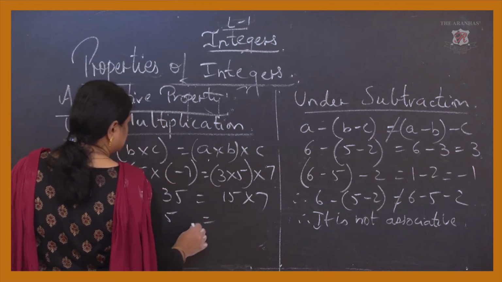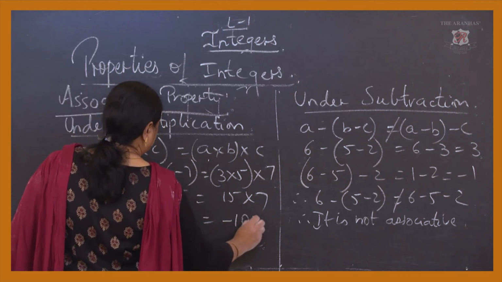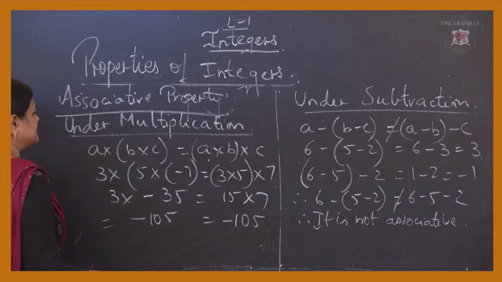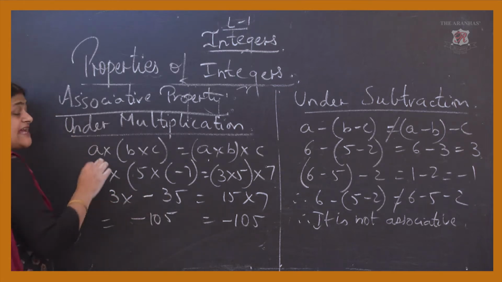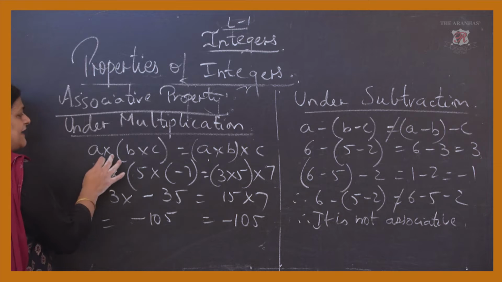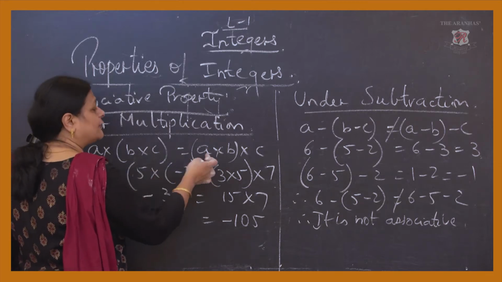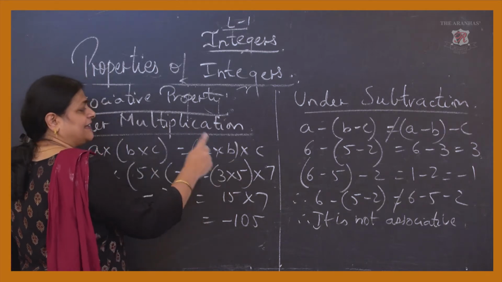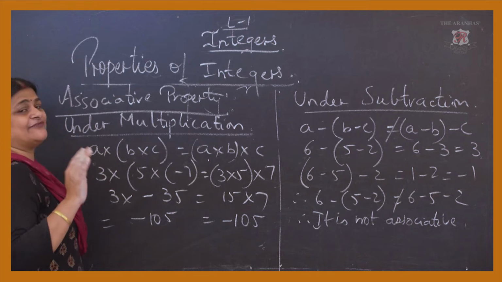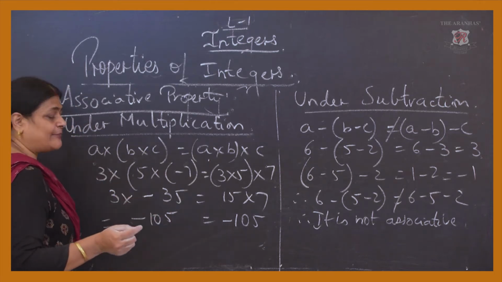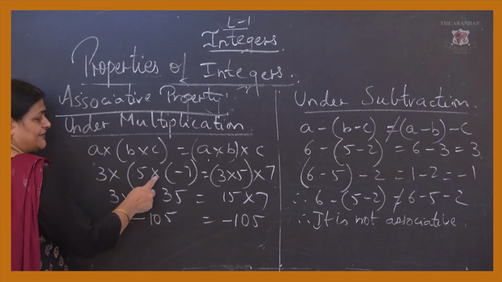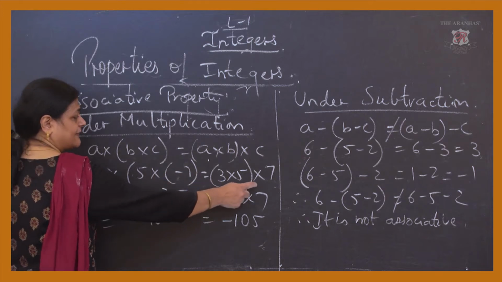And here also minus 105. So here you can see we have taken 3 rational numbers A, B and C. Okay, this is under multiplication. So A into B into C is equal to A into B within the bracket into C. So we have to see whether both are equal or not. So I have taken the digits and given an example to you. 3 into 5 into minus 7 is equal to 3 into 5 into 7.